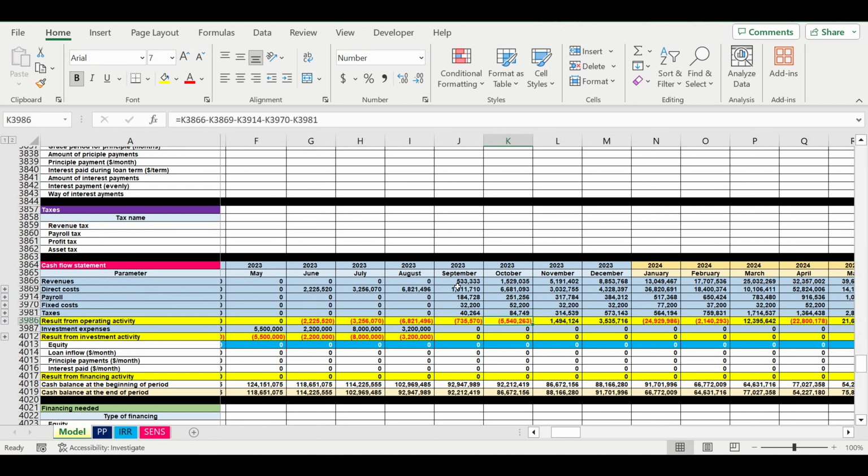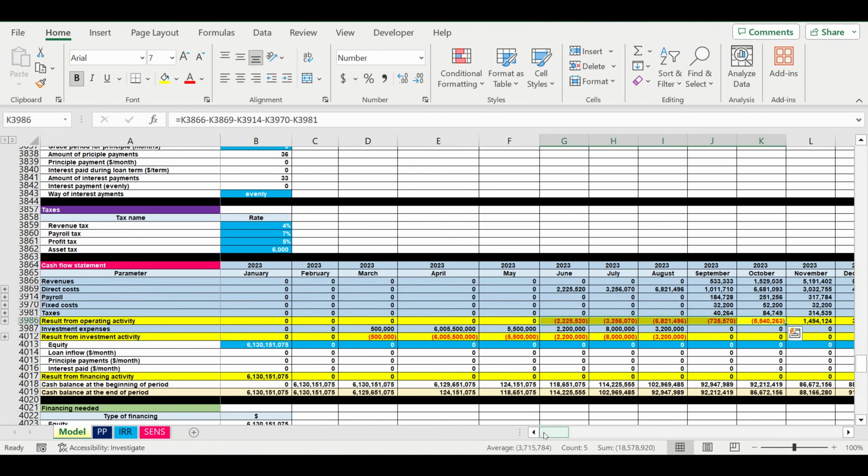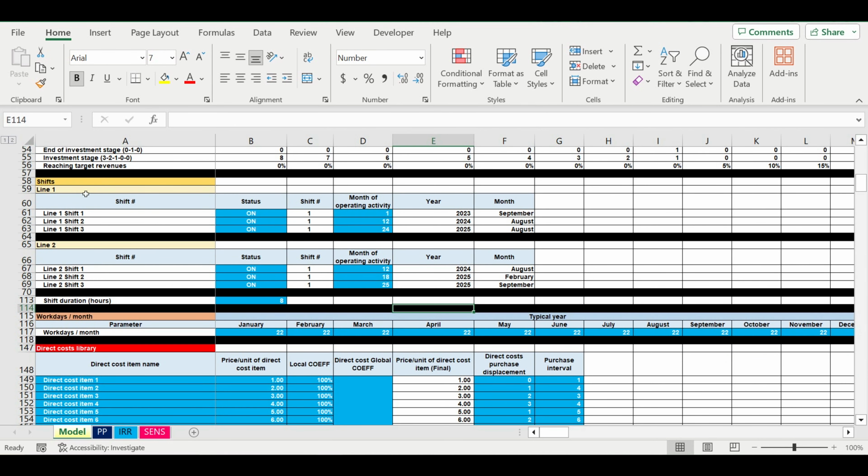Here is where the revenues appear, and here we can see operating losses during first several months of operating activity. This means we must add these operating losses to investment stage expenses, and finally, these two components will give you the total amount of financing needed for the start of your business idea. Now, let's get back to our inputs.